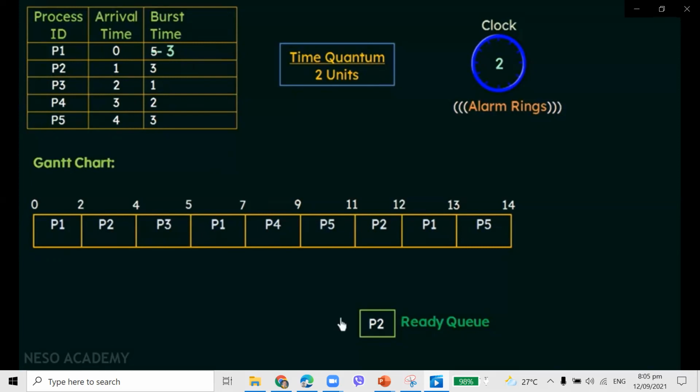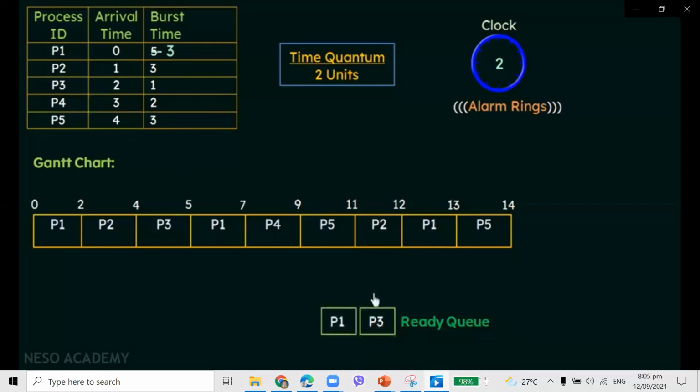So shall we place P1 here? Wait, before we place P1 here, let us also look if there were any other processes that have arrived at time 2. So if you see the table, we see that P3 also has arrived at time 2. So P3 will be placed in the ready queue, and after that, this P1 which was preempted will be placed behind that. So P2 will be now removed from the ready queue because it is now going to get the CPU for its execution. So let's remove P2 and place the other 2 processes.